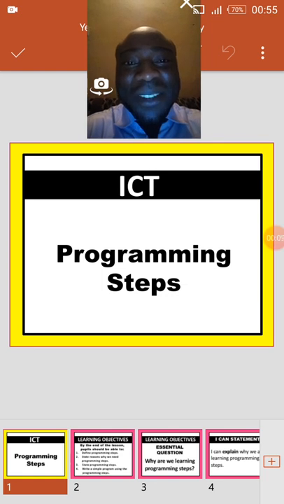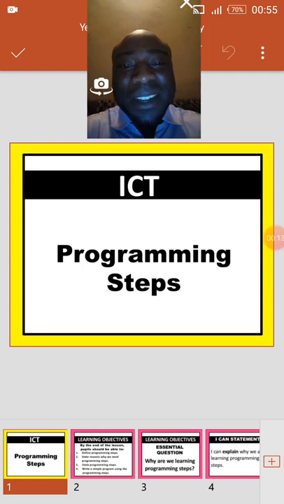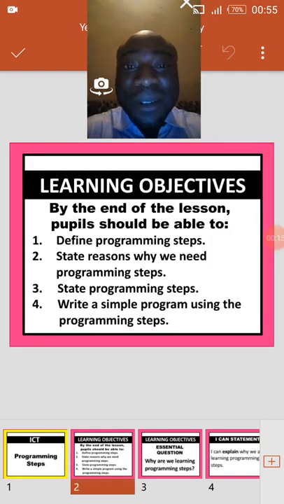Today we are going to look at programming steps, and let's quickly look at what we are going to learn. Our topic today, we are going to define programming steps, we are going to state reasons why we need programming steps, and we are going to state programming steps and write a simple program using programming steps.